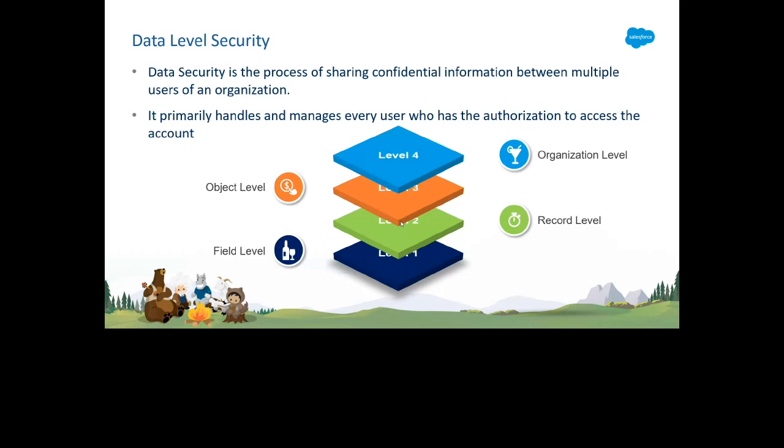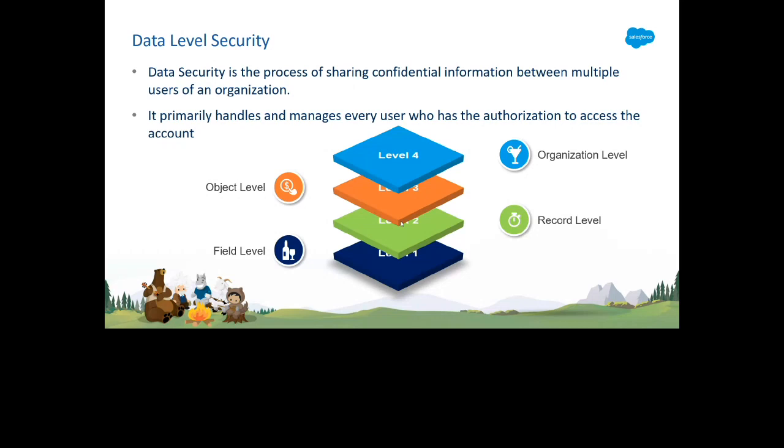Field level security: if you want to hide some of the fields from a specific user, you will revoke the access of that user from the profile or permission set, and then that user cannot see that field. The same goes for record level security. You will revoke the record level access for that user, and that user will not see that record. And the same goes for object level security. You will revoke the access for that user on the object level, and then that user will not access that object.